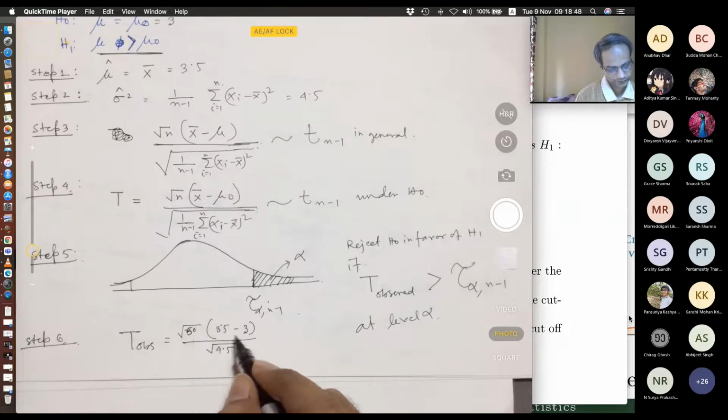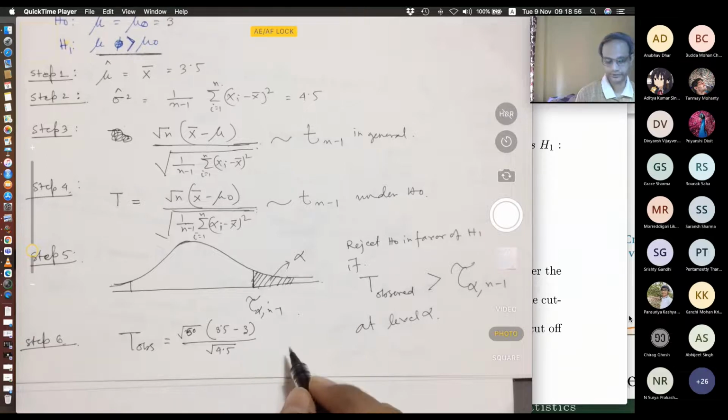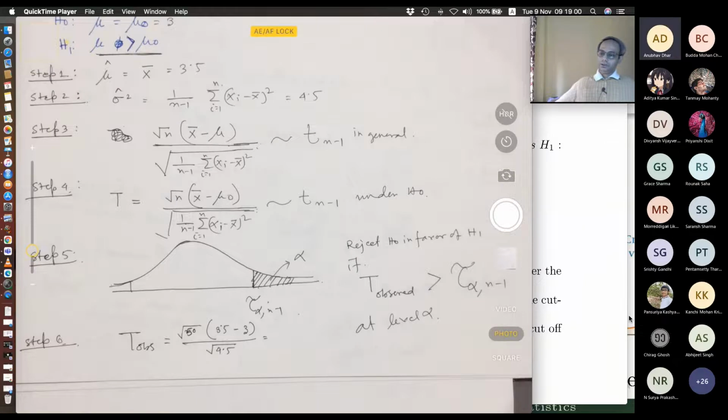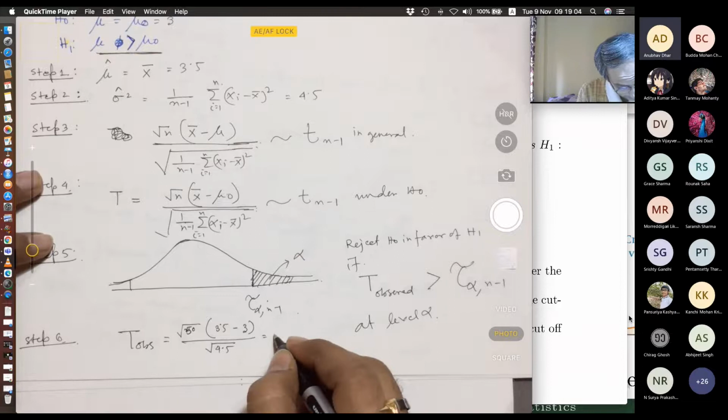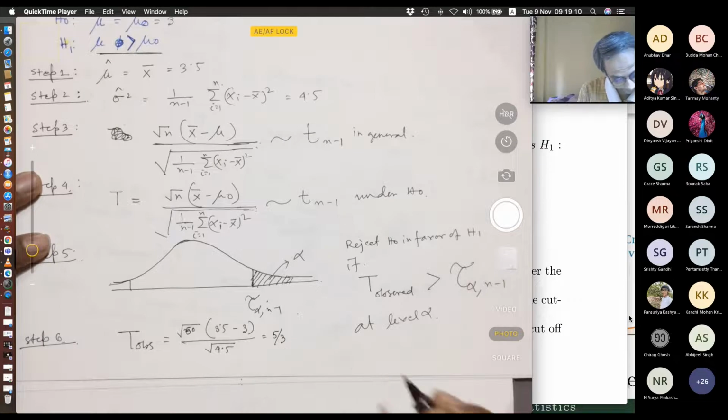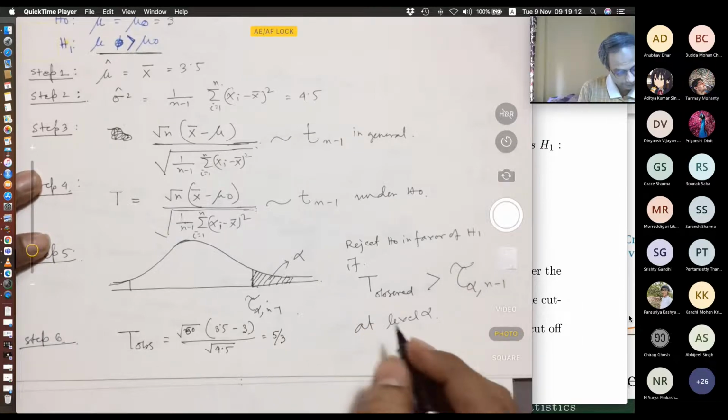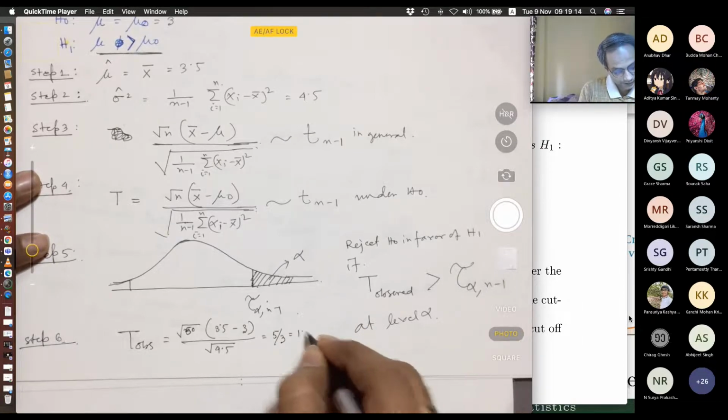Root 50, 3.5 minus 3, divided by square root of 4.5. 5 by 3. Say again. 5 by 3. Okay, 5 by 3. So 1.66.